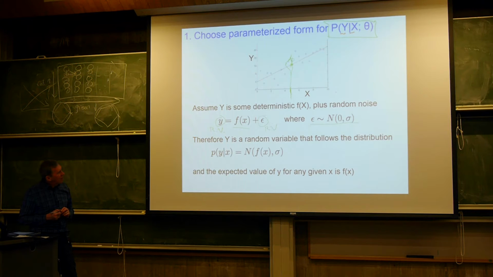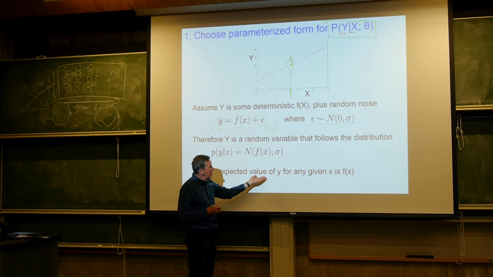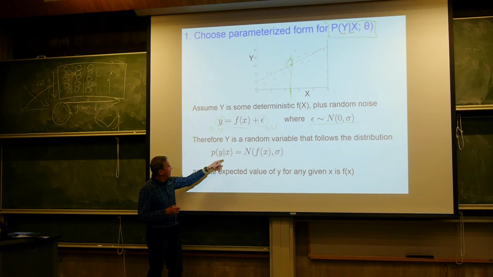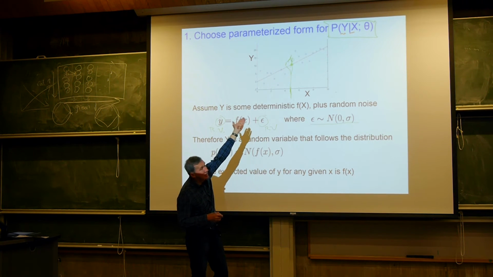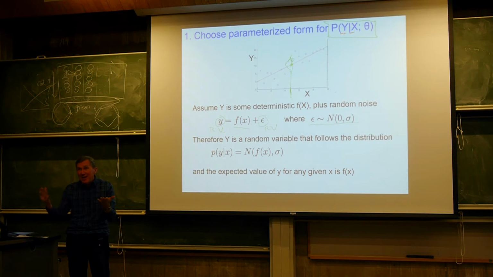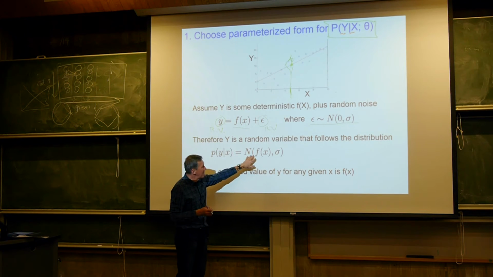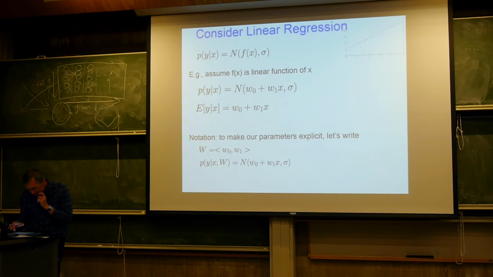And of course, the expected value of y is just f of x. That is, if I hold x constant and draw many samples of y, I'll be sampling that Gaussian distribution, and the expected value of a Gaussian distribution is just the mean of that distribution. So the expected value of this thing will be f of x. So why are we saying this? This is just saying what I just said.